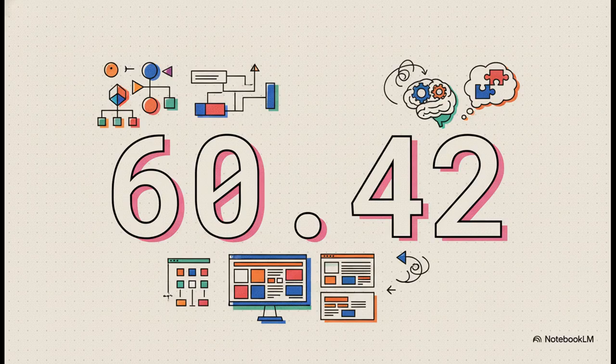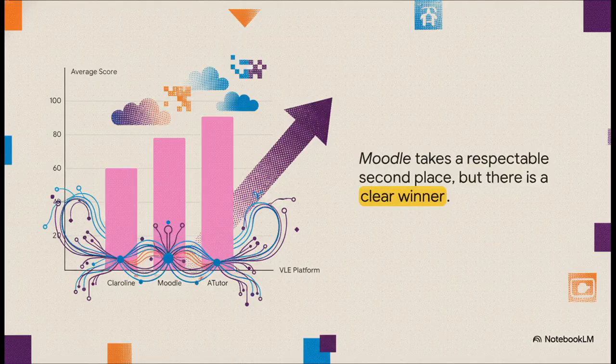Coming in 3rd place with a total average score of 60.42 is Clariline. The numbers suggest that while it worked, its interface just didn't give users that strong sense of control, and it took more mental effort to get around compared to the others. And this bar chart really puts it all in perspective, doesn't it? Moodle takes a very respectable 2nd place with a score of 78.39. But you can just see there is a clear winner standing head and shoulders above the rest.